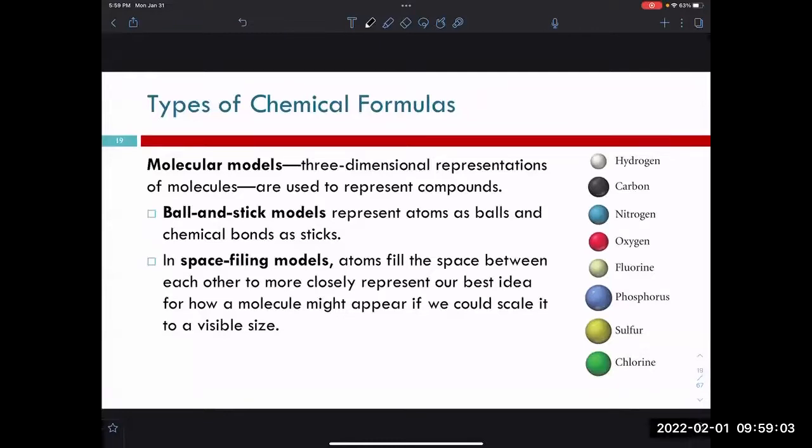So for some structural formulas, we have the molecular models, which are 3-dimensional representations of molecules. It shows you how they're stuck together, but also gives you the relative sizes of those atoms also. And that can be either a ball and stick, so you have these typical colors that are used, or you can have space filling models, which really show you how much space each atom takes up.